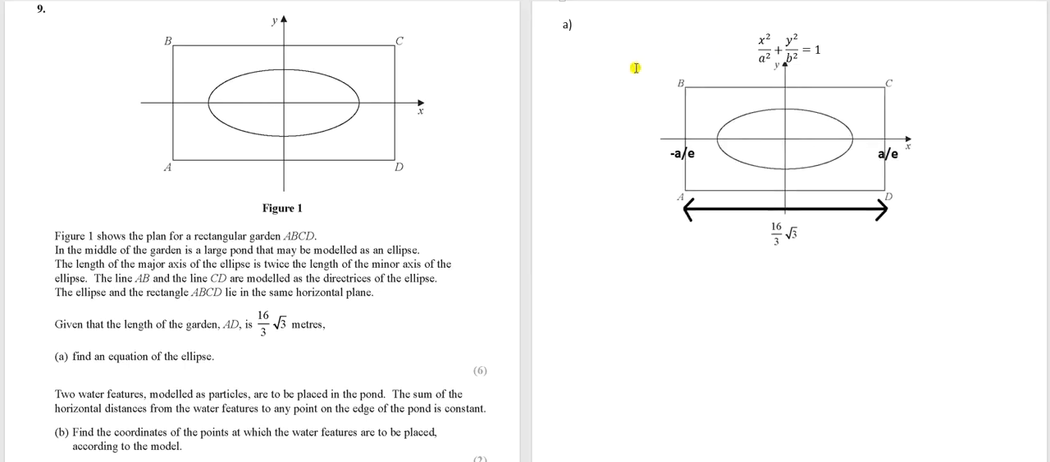We were given some additional information which is also going to be useful to do with the height and the width of the ellipse. We can incorporate that in a moment as well. The order in which you do this doesn't make much difference. So we'll start with the fact that a over e minus negative a over e, that's the distance from A to D, has to be the same as 16 over 3 root 3. So straight away we've got ourselves a useful result. 2a over e equals 16 over 3 root 3.